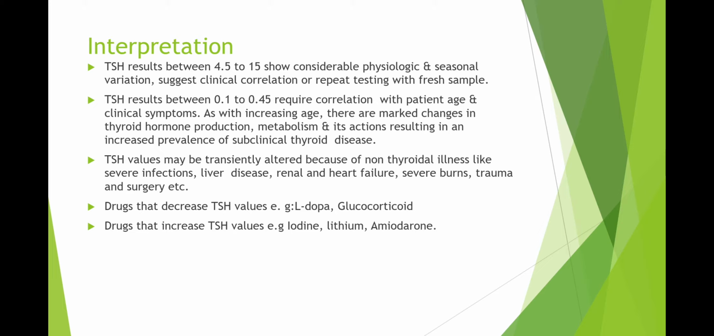TSH results between 0.1 to 0.45 require correlation with patient age and clinical symptoms, as with increasing age there are marked changes in thyroid hormone production, metabolism, and its action, resulting in an increased prevalence of subclinical thyroid disease. The TSH values may be transiently altered because of non-thyroidal illness like severe infections, liver disease, renal and heart failure, severe burns, trauma, and surgery.